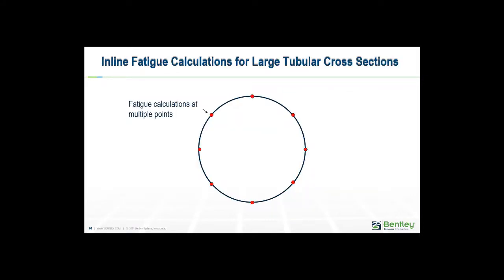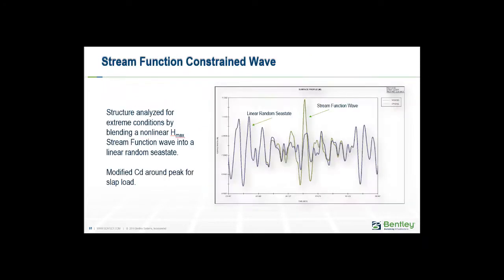We can now also generate fatigue results at various points on the circumference of a cylinder. In the past, we used to give you just one value, which was the maximum value, but now we provide the values at different locations. To ensure that the structure sees the Hmax wave, we can blend an Hmax wave using the stream function wave back into the random sea state. And we also have the capability to modify the coefficient of drag to account for the peak slap load.